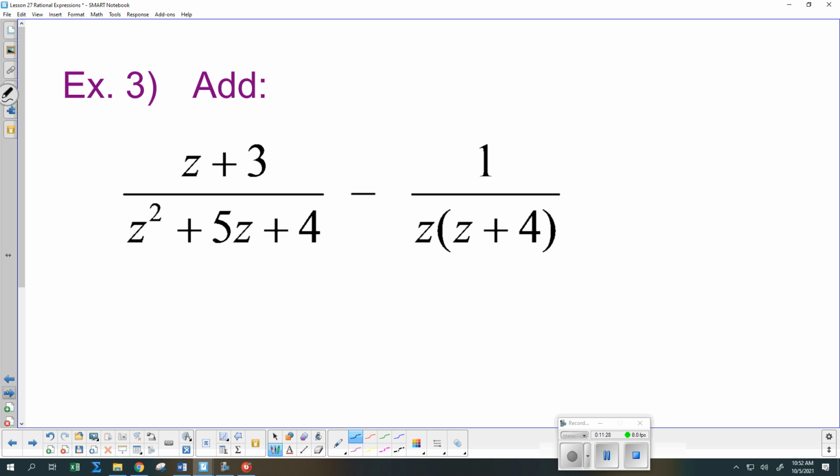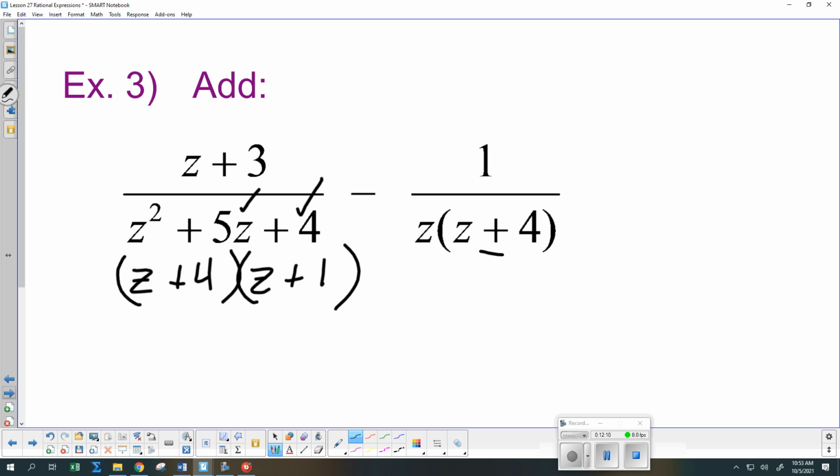The second denominator is nice, but can we factor that first denominator? So this is what you talked about yesterday. If it starts with x squared, but in this case z squared, the only way we get that is if we have z times z. And now I need two numbers that multiply to be positive 4 and add to be positive 5. Who can think of them? Four, that's 4 times 1. So plus 4 and plus 1 multiply to be 4 and add to be 5.